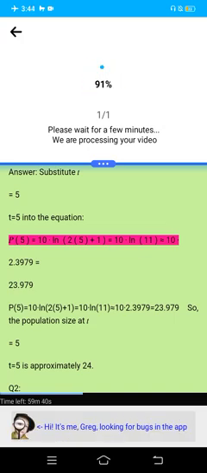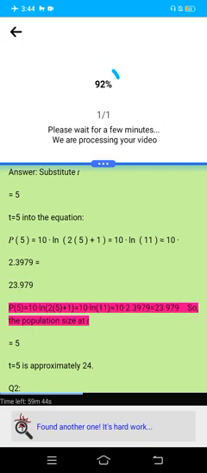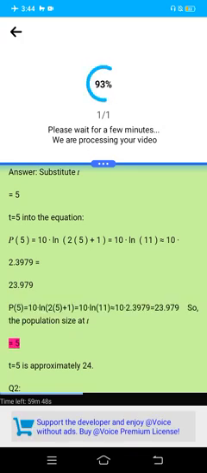P(5) = 10·ln(2·5 + 1) = 10·ln(11) ≈ 10 × 2.3979 = 23.979. So, the population size at t = 5 is approximately 24.